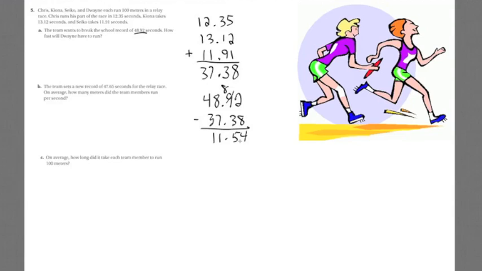Now let's just say that he ran this race, his part of the race, in 11.54 seconds. Now, don't forget what this number represents. This number represents the time that the kids, his 3 other team members, have run. So I'm going to write it right over here. 37.38.